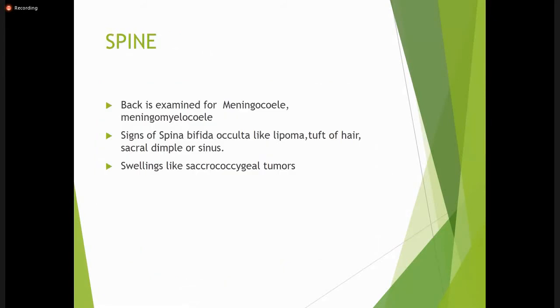After that, we come to the spine examination, and the back is examined for meningocele, meningomyelocele, and signs of spina bifida occulta like lipoma, tuft of hairs, sacral dimple or sinus, and swellings like sacrococcygeal tumors. What is the meningocele and the meningomyelocele?